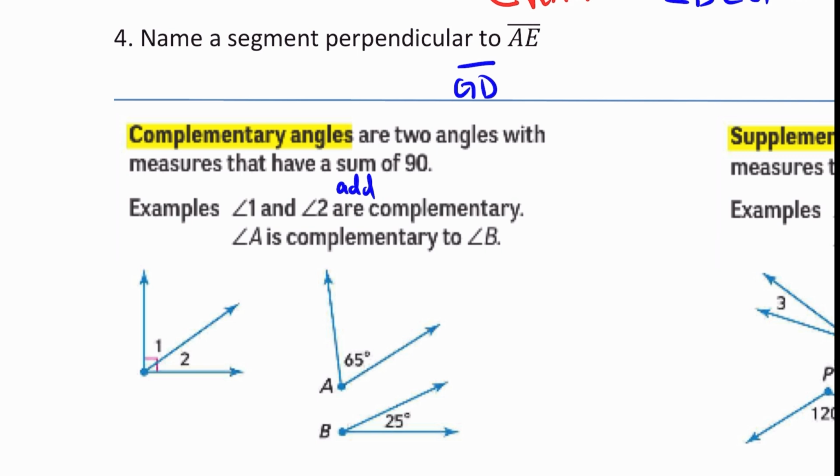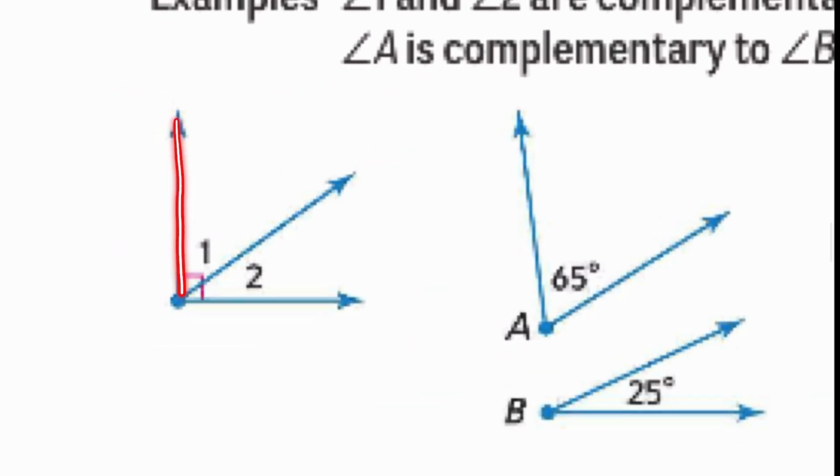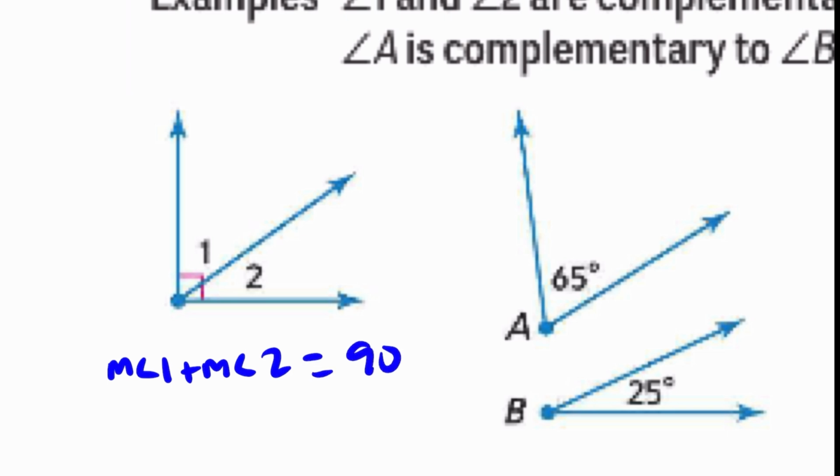Angle 1 and angle 2 are complementary. That means that this angle plus this angle add up to 90 degrees. So whatever the measure of angle 1 is, the measure of angle 1 plus the measure of angle 2 is equal to 90 degrees. And we indicate with that square to show that these two angles form that 90-degree angle that we know and love. We use that square, okay?